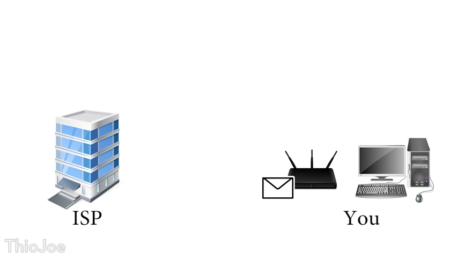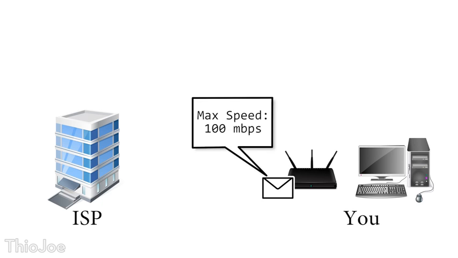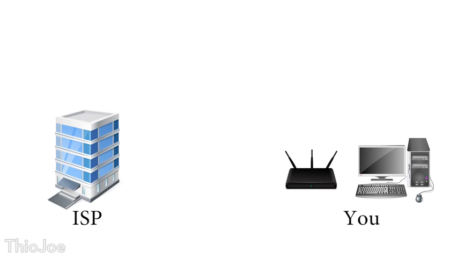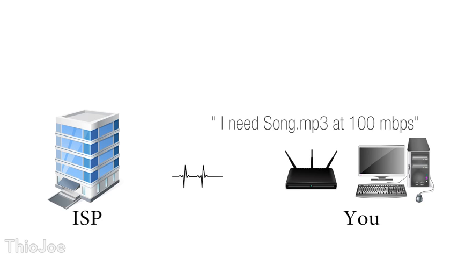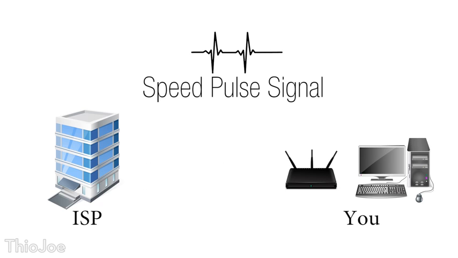This first message sent to your modem contains data on what internet speed you should have so that your router doesn't request more bandwidth than what you're actually paying for. So then anytime you go to use the internet to download a file or anything like that, your router sends another signal to the ISP requesting the file at whatever speed you're paying for. And this is called a speed pulse signal.